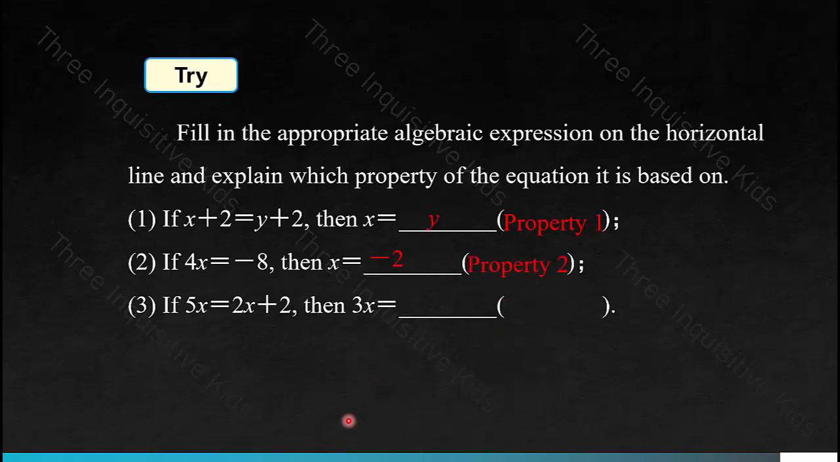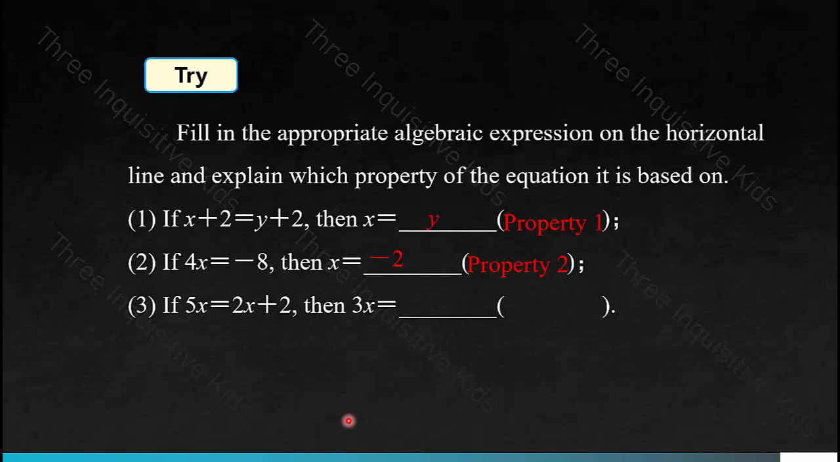And this is based off of property 2, which says if you multiply each side of an equation by the same algebraic expression or divide by the same non-zero algebraic expression, then it still is an equation.